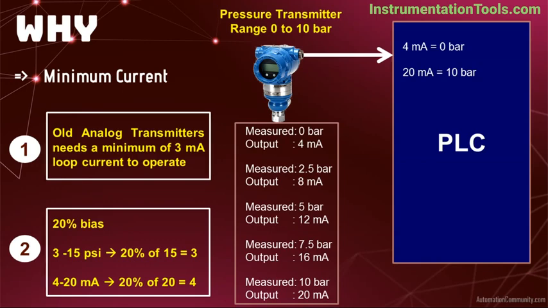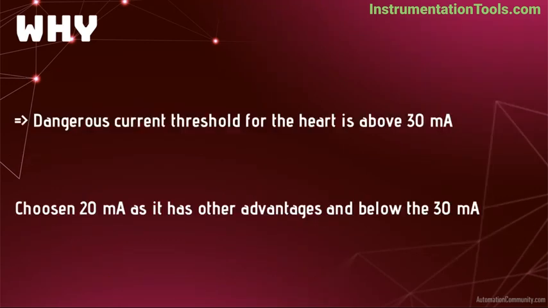This 20% bias rule helps the engineers during the transition from pneumatic devices to analog devices and reduces the design complexity of devices like pneumatic to current converters and vice versa. Now you may have a question. Why 20 mA? Why not 25 mA? Why not 30 mA? The reason is, in olden days, 30 mA is considered as a dangerous threshold limit to the human heart. So, we have to select a value below the 30 mA.